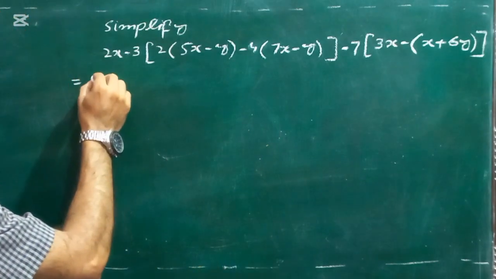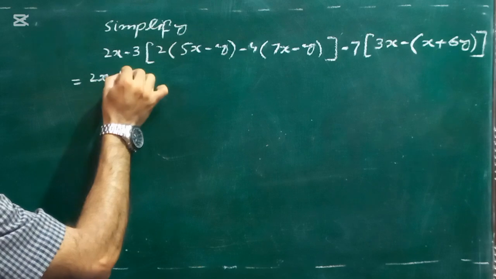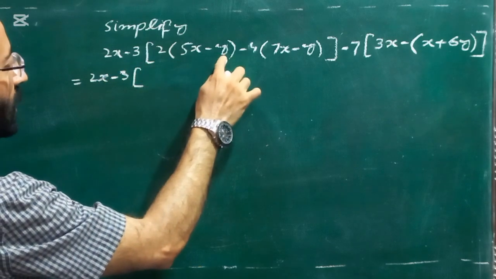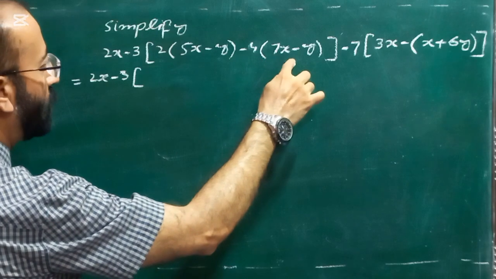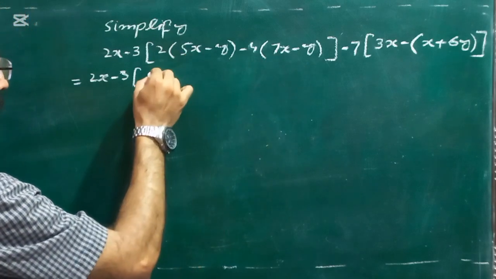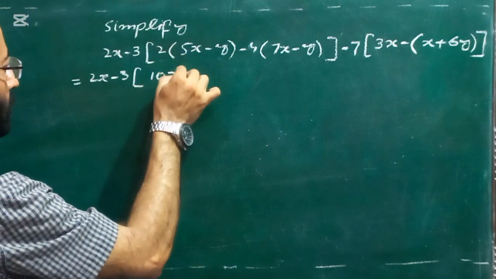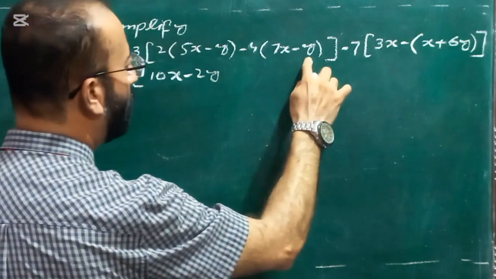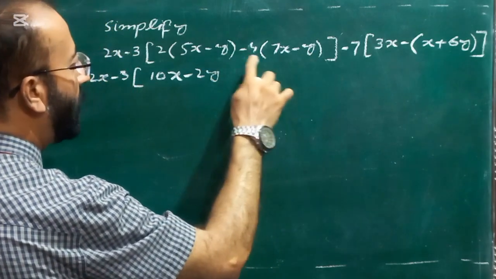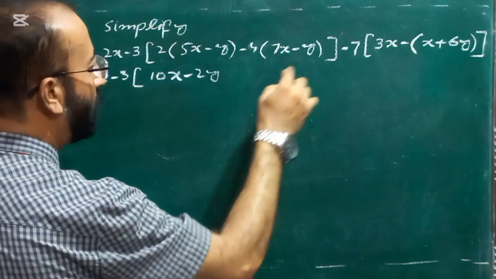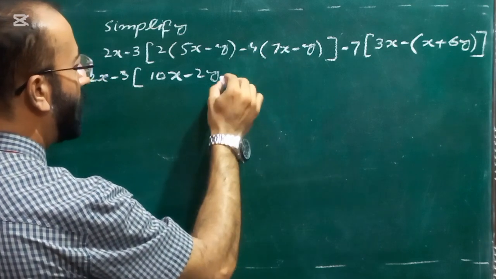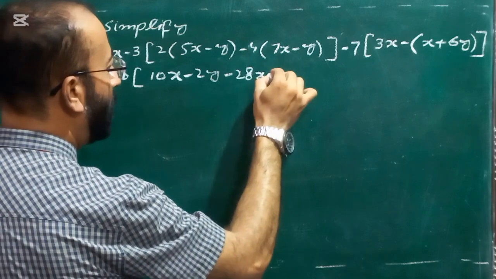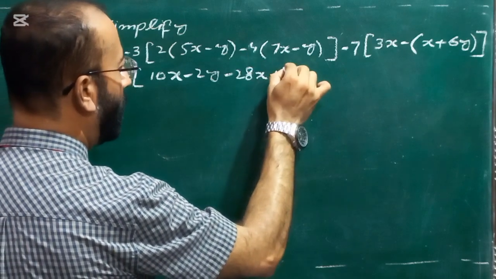So look now, 2x minus 3 will remain as it is. This 2 will be multiplied inside the bracket because small brackets are going to be opened. So it will become 10x minus 2y. This minus 4 will be multiplied inside the bracket. Because of this minus sign, these signs will be changed. So 4 7s are 28. And minus minus plus 4y is there.